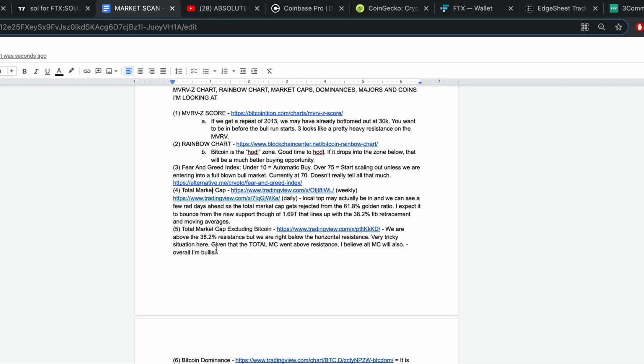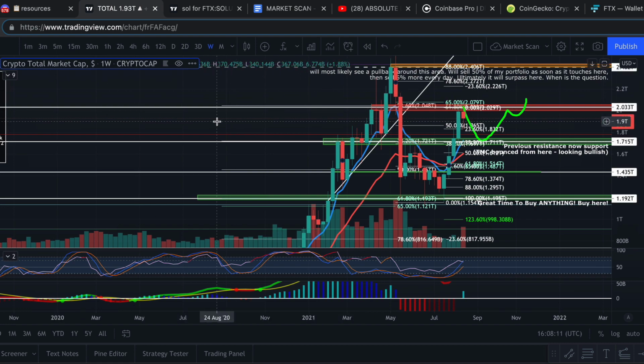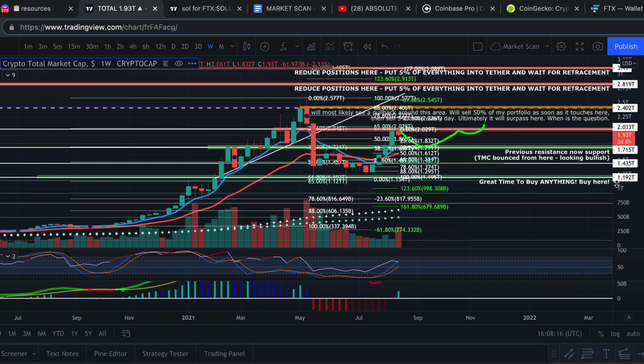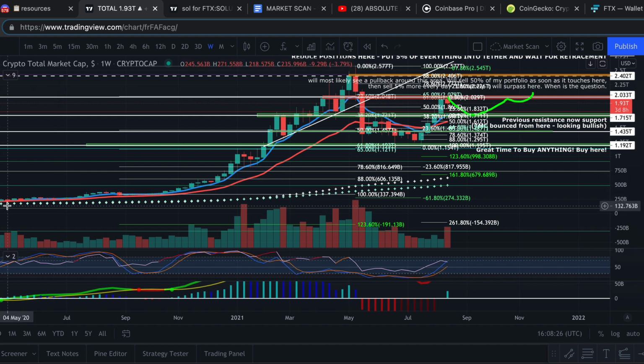We're gonna start with the total market cap. Last time, I said a local top may actually be in. Well, let's go to it. So this is the crypto total market cap, and this was the chart from last time. You could see that during the entire bull run, for over a year and a half now, it has been continually moving up, and we got all the way up to over $2.5 trillion in the market cap.